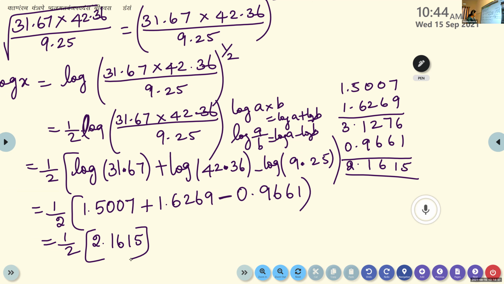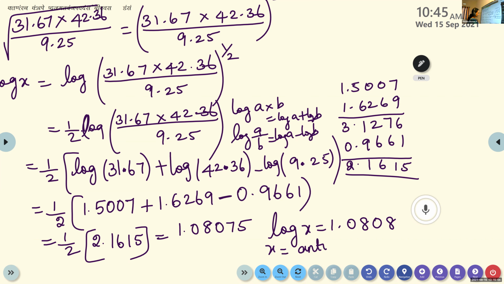Now divide by 2. When you divide by 2, we will get 1.08075. But for taking antilog and all, we need only 4 places. So you can round off and we can write like this. Log x is equal to 1.0808. Therefore, what is x? x is antilog of 1.0808.